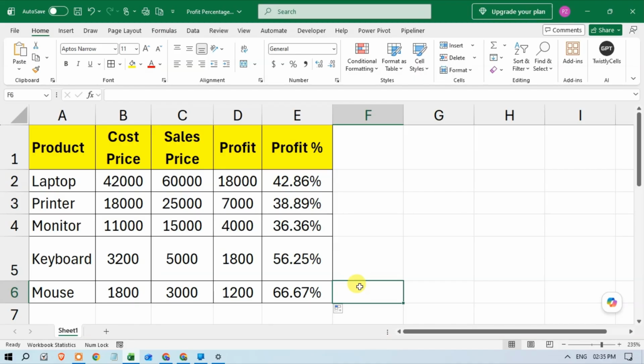Okay. Now you can see all the products' profit percentage calculated here. So hope you understood.